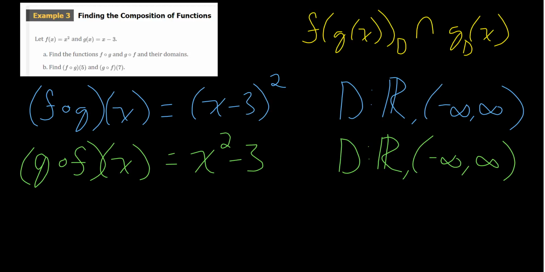All right, so B, we're going to find f of g of 5. Okay, well, this is f of g. We plug in 5 here. So 5 minus 2 is 2. 2 squared is 4. So this would be 4. And g of f of 7, we plug in 7 here. So 49 minus 3 is 46. And that is g of f of 7.